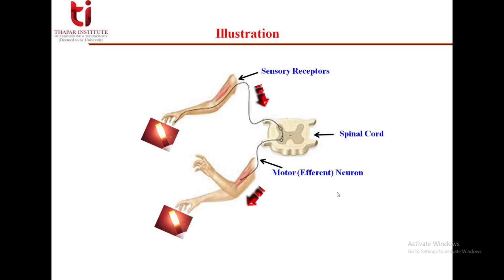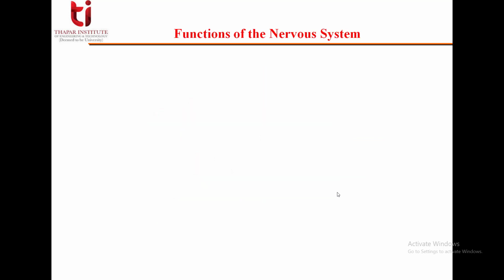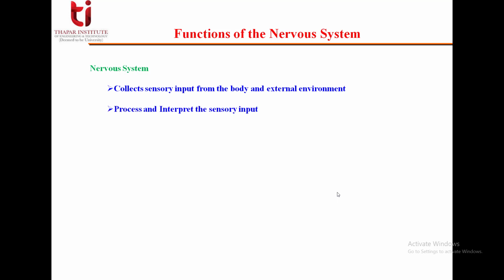By this example, we can define the main functions of the nervous system. So, nervous system collects the sensory input from the body and the external environment. Then it processes and interprets the received input. And finally, it responds appropriately to that corresponding input.